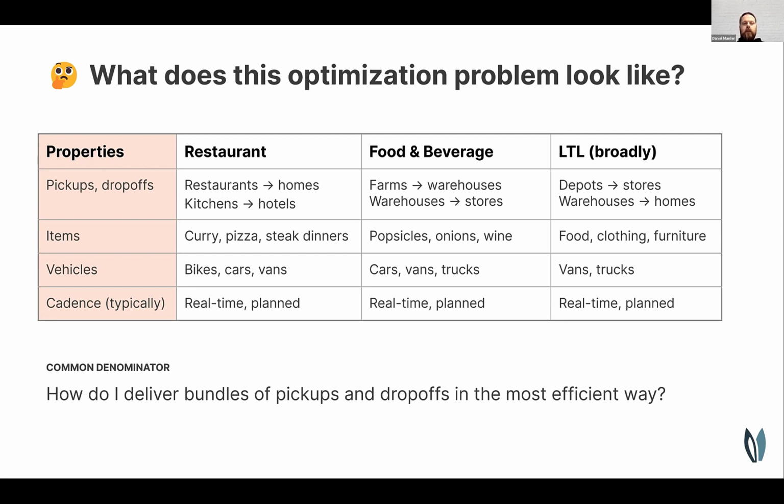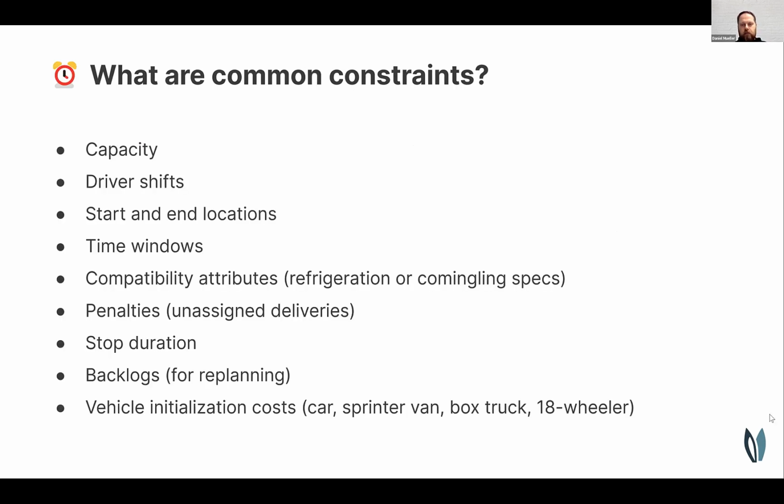So that's something that might also appear in these businesses. And the common denominator here for these different business types is the question: how do I deliver bundles of pickups and drop-offs in the most efficient way, and how do I assign those to my vehicles? And that's something that we are going to solve today with our live demo, with the model we're building in the live demo. And before we jump into that, let's consider a couple of common constraints in this problem.